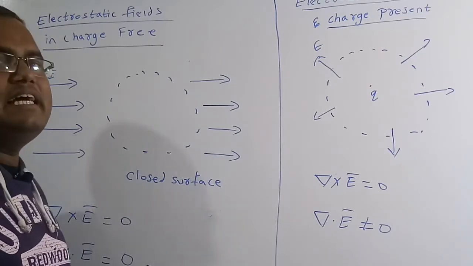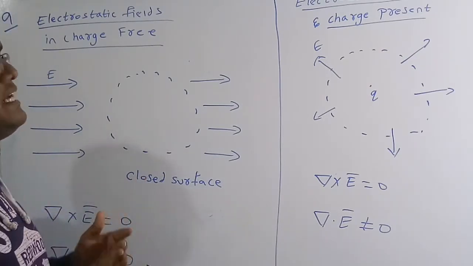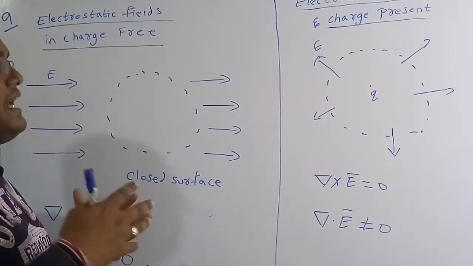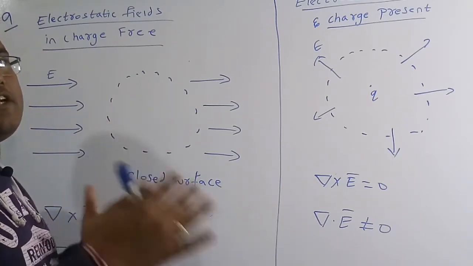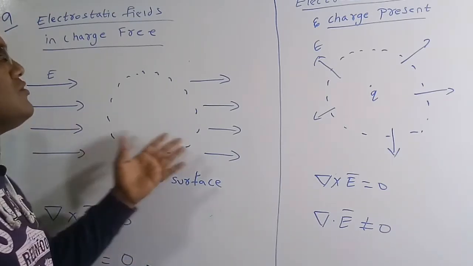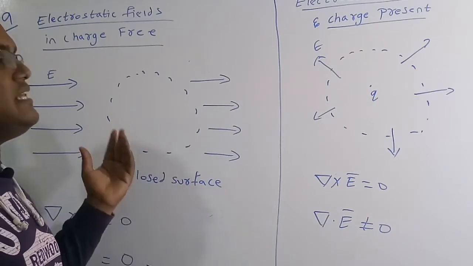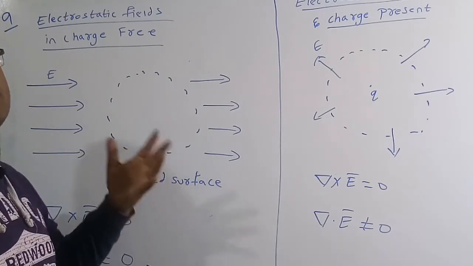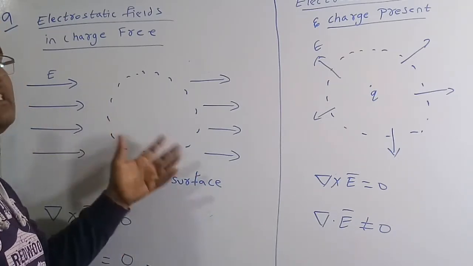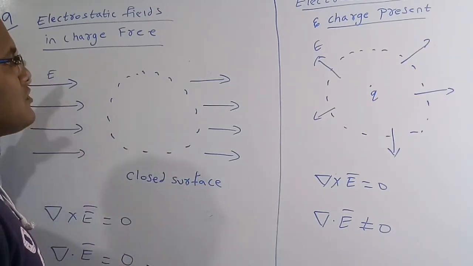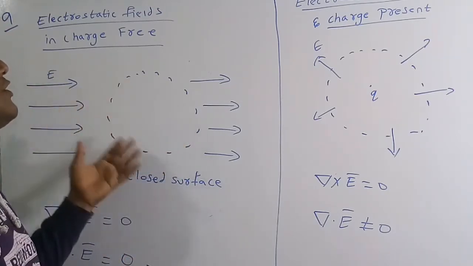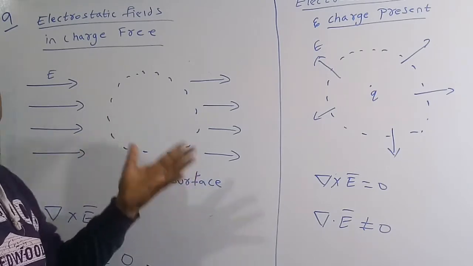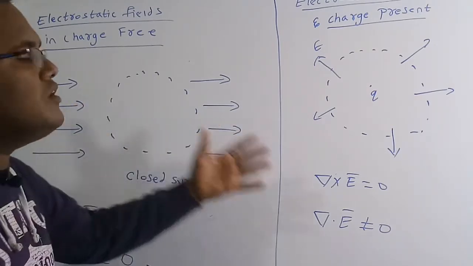Therefore we can say the divergence is equal to 0, because divergence tells you whether any net outflow or inflow is present. But here the inflow is equal to outflow, therefore the divergence of electric field is equal to 0 in a charge-free condition. Because there is no charge present nearby, the electric field passing through any closed surface is definitely equal to 0, because the inflow is equal to outflow.